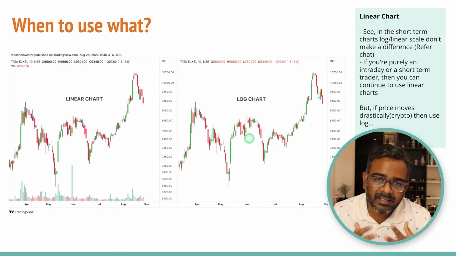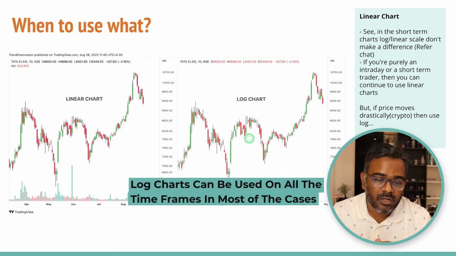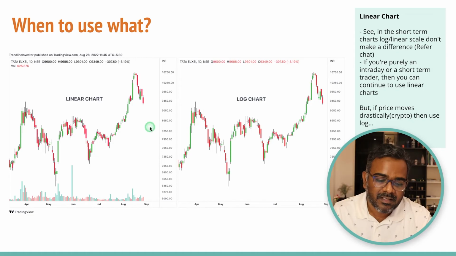So the next big question is when to use what. A lot of us are swing traders, intraday traders, position traders, and investors. Now, if you're looking at a very short-term period, it really doesn't matter whether you use a log scale or linear scale, because the moves are not going to be that big and it will not really affect your charting as much.